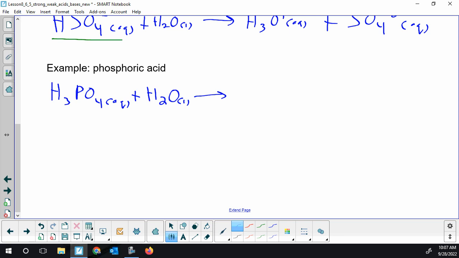I'm going to stop putting all those green arrows from the acid to the water. I'll transfer the first of three H's. We're going to get hydronium, and we'll go from 3 down to 2 H's. The PO4 is never going to change. We drop our charge by 1.